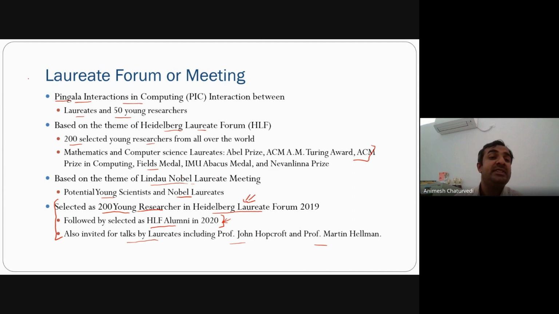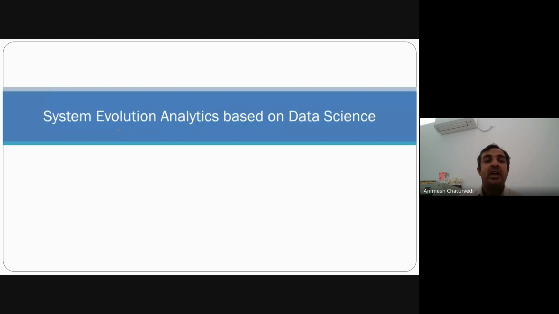So this is Pingla interaction in computing, basically a national level event which we were starting in the country, so that there will be a good interaction between laureates and young researchers. So coming to the research topic that I have done, I'll summarize the research that I have done related to system evolution analytics based upon data science.